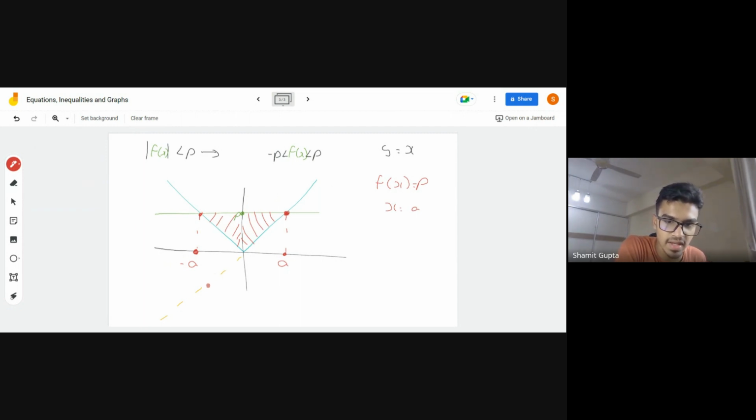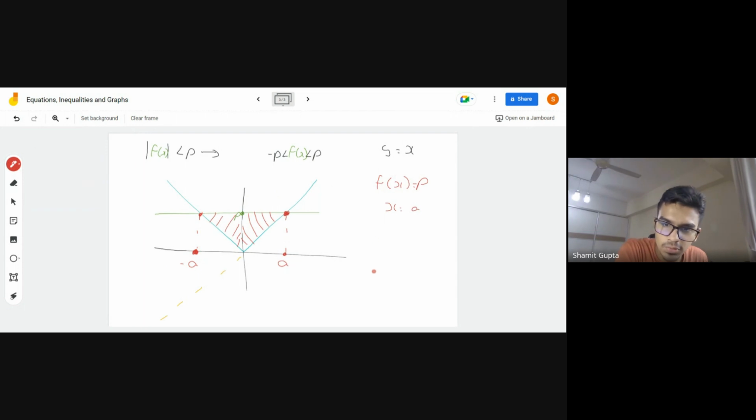Means this yellow line and this blue line. So you'll only get a. If you try solving this directly, then you'll get negative a also, but that's another modulus there. So f(x) equals p, you get x equals a. And because it's a reflection, this other part you can already know. You already know a, that means you already know negative a as well. And here you can see it's between a and negative a.